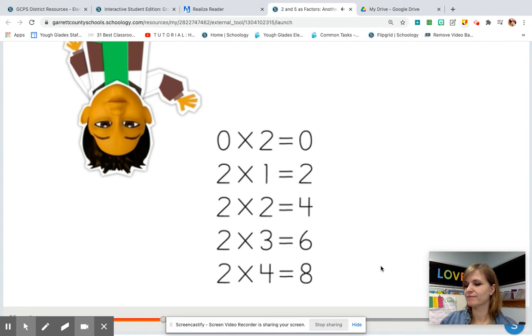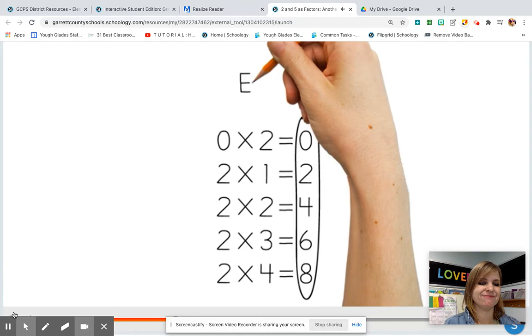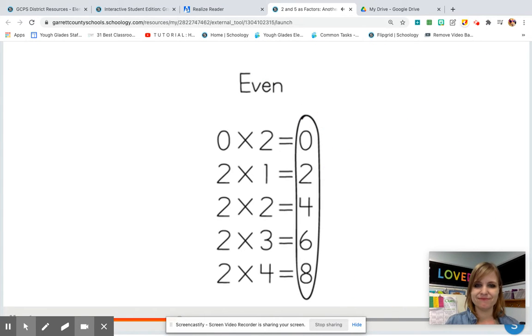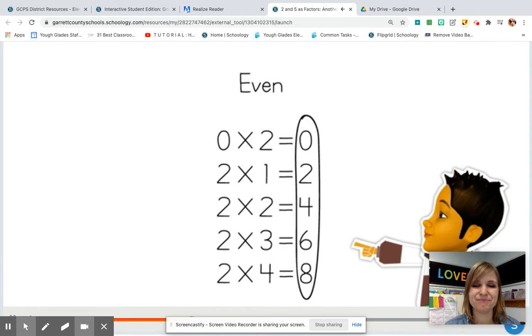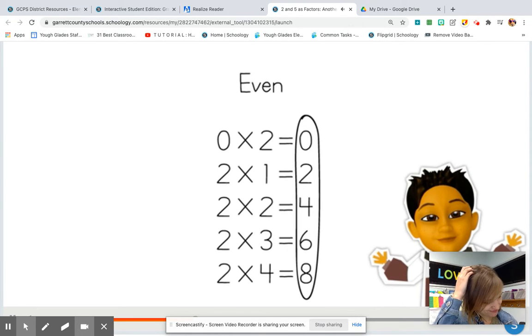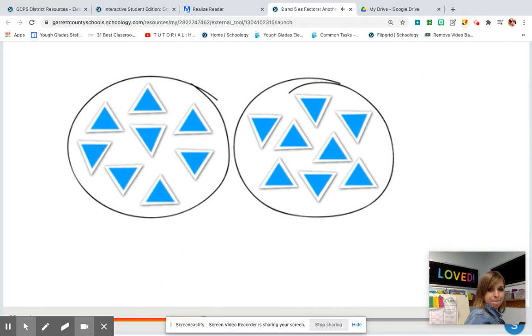I think I see a pattern. All the multiples of 2 are even. Yes! What a find! All of the multiples of 2 are even, which means they end in what numbers? 0, 2, 4, 6, or 8. You got it. Besides being even, think about what multiplying by 2 means. It means you have 2 equal groups. Does that remind you of anything? Doubles! Exactly. Multiples of 2 are all doubles.